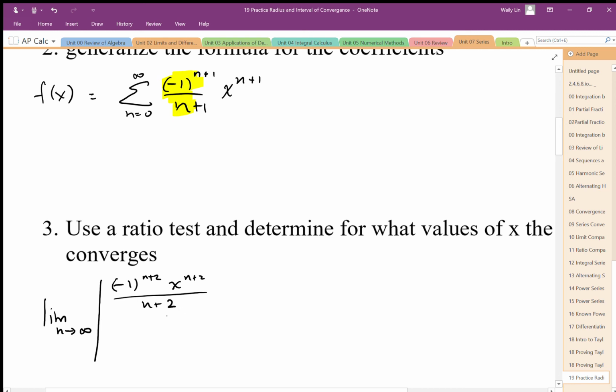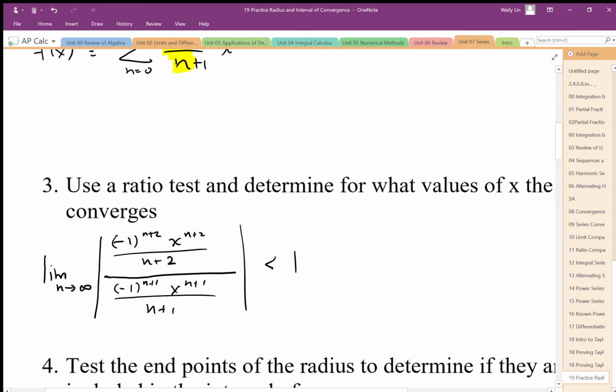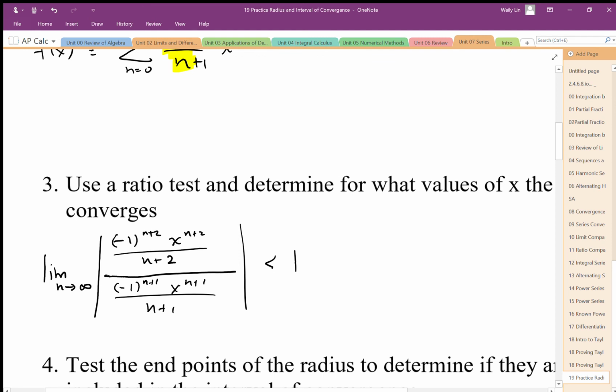Okay, and then we're going to divide all that by (-1)^(n+1) x^(n+1) over n+1. We're going to let n go to infinity, and we need to know when those values are going to be less than 1. Okay, so then I'm going to simplify this.